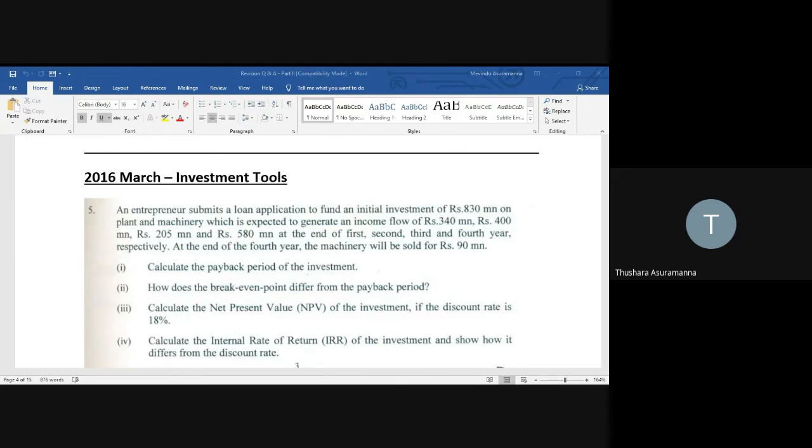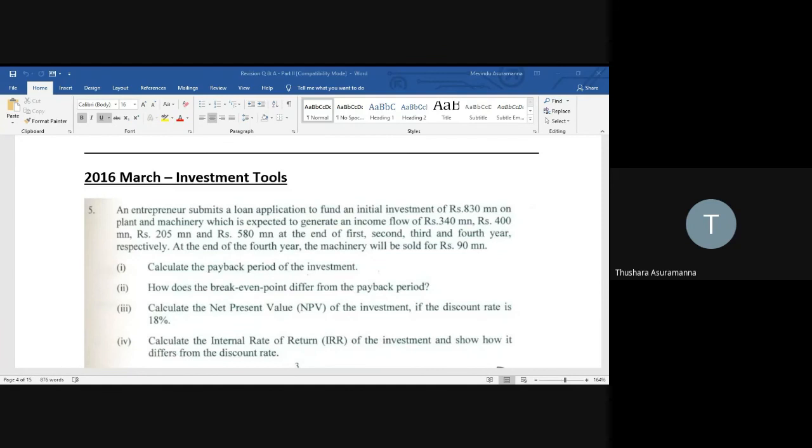At 18%, what is the NPV? Take a couple of minutes and see whether you can compute that. Have you been given the discount factors? The discounting rate is 18%. You need to compute the discounting factors. Yeah, we need to compute that.